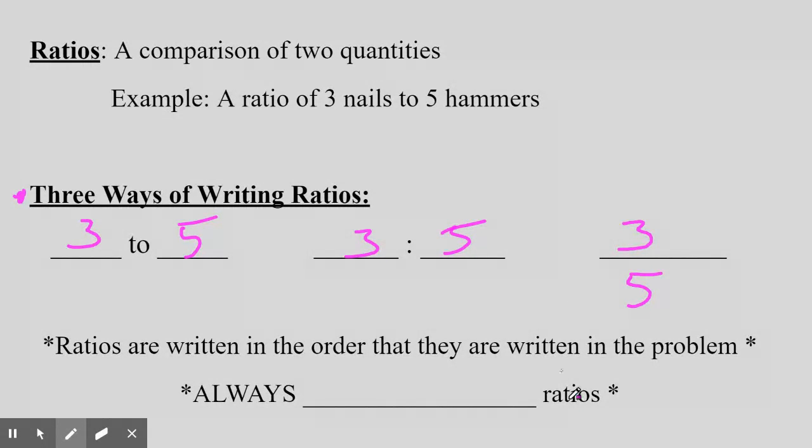Now, one thing to note is ratios are written in the order that they are written in the problem. Make sure you write that down. Also, since a fraction is a type of ratio, write this down. Always simplify your ratios.